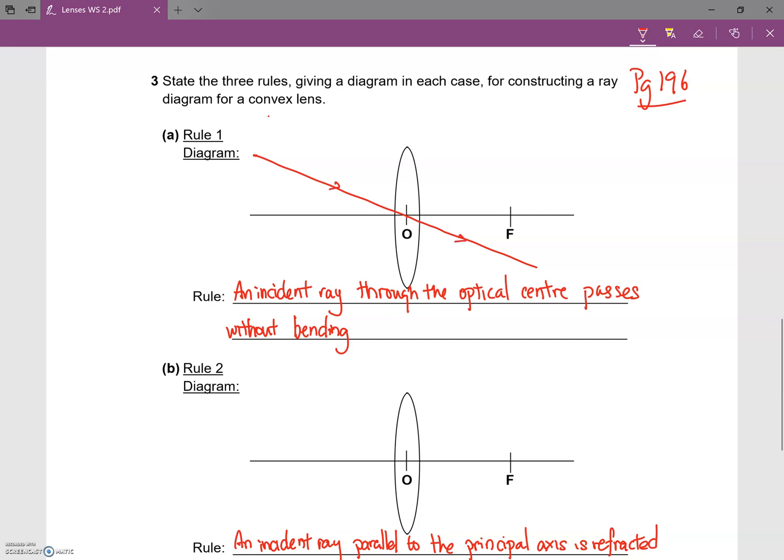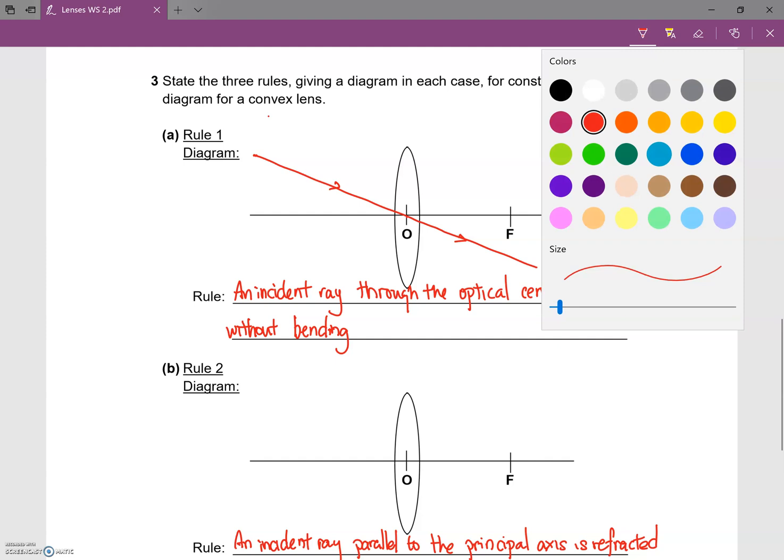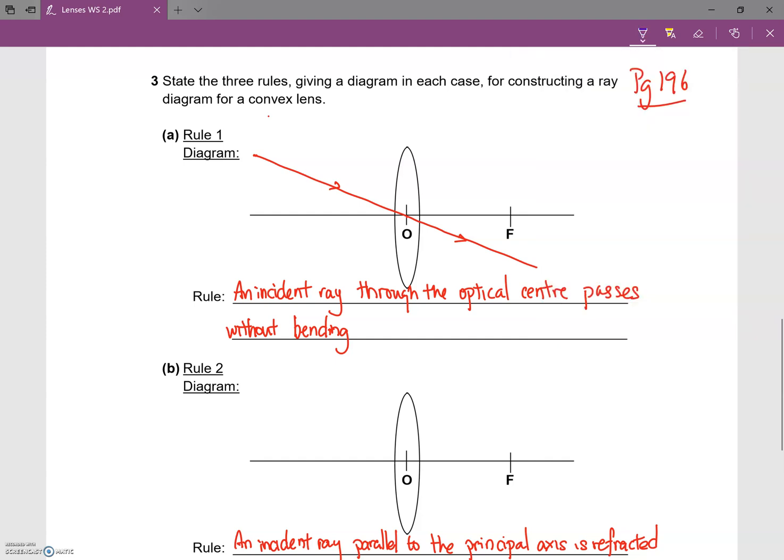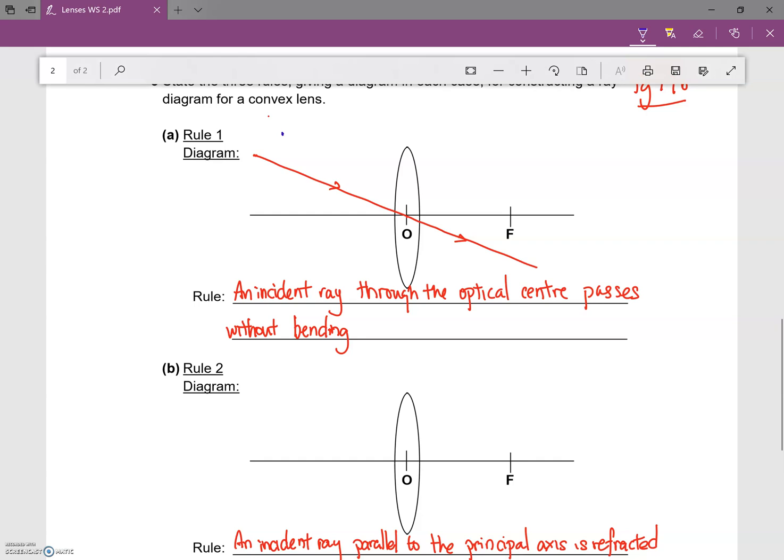Okay? Now, what if I change the angle slightly? So I use a different color now. Imagine the light ray is from here. I let it go to the optical center. Because it passes through the optical center, it will go straight through. Now, these two light rays are from the top. What if it is from the bottom?